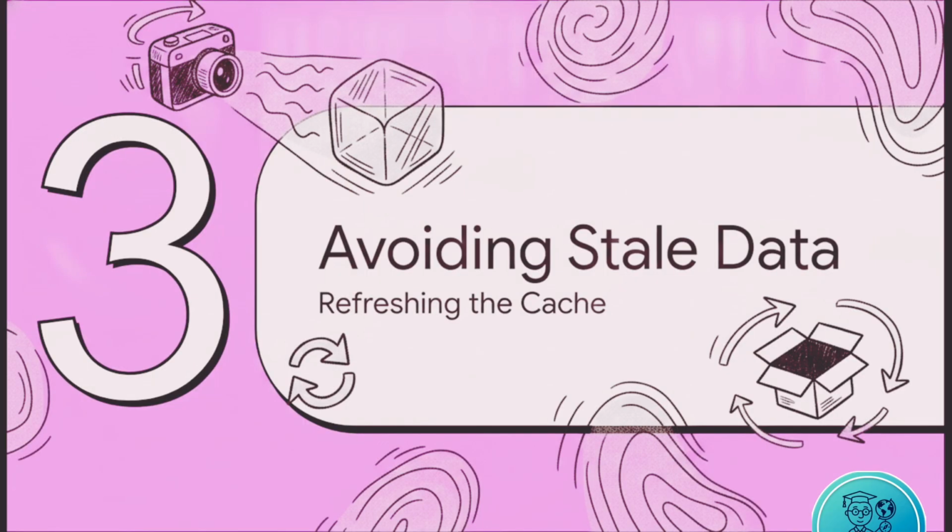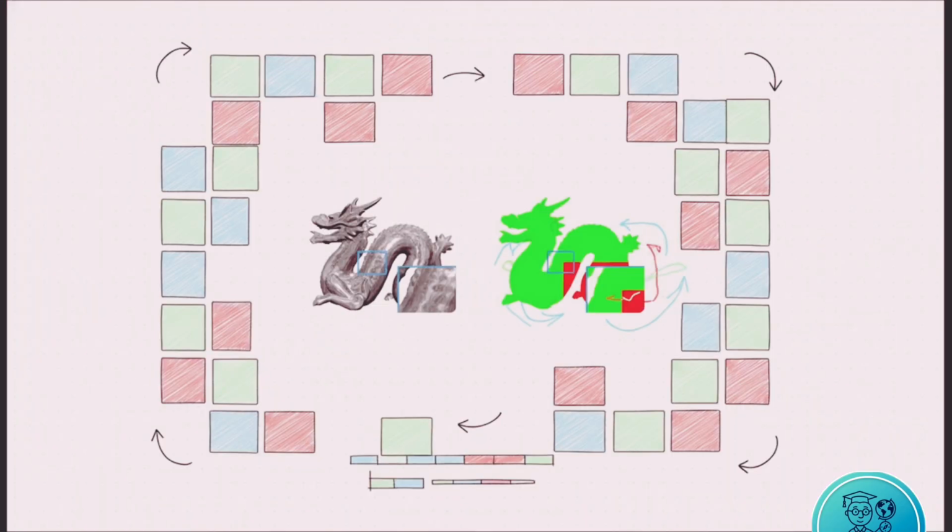Section 3. Avoiding stale data. But of course, there's a catch. If we just blindly copy the past forever, our beautiful lighting gets totally stale. Glossy reflections and soft shadows need to physically shift as you move, or the illusion breaks immediately. The cache has to be continually refreshed.